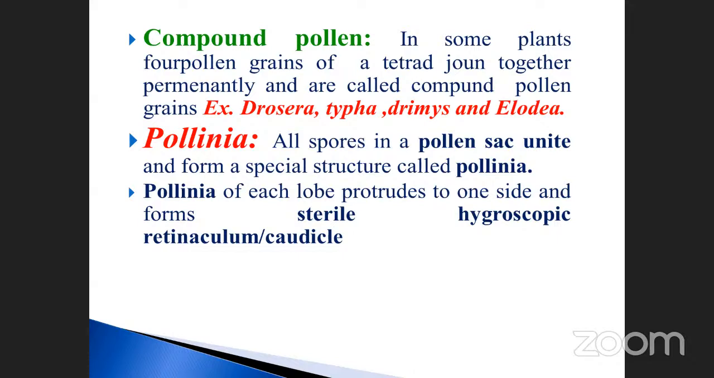This is also another important thing, the last one, and very, very important. This is called pollinia. Okay, all the spores in a pollen sac are united. Here pollen sacs are united, not pollens. You know the difference between these two: in compound pollen, 4 pollen grains are joined together; here pollen sacs are united and form a special structure called pollinia.